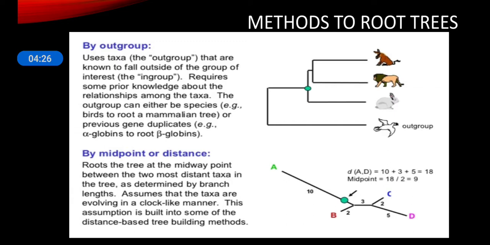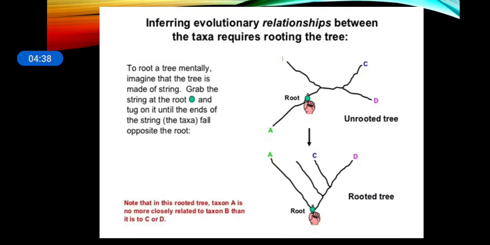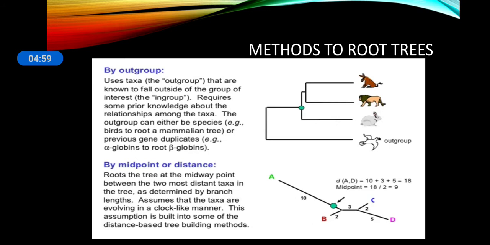Now the other method is the midpoint or distance method. Here you grab a point between two taxa and pull it down, as shown over here. You can grab any point between two taxa and pull that point down. Then you can root that unrooted tree. The point that you have pulled down will serve as the root. This point can be a midpoint between the two most distant taxa, and there is an equation to identify that.